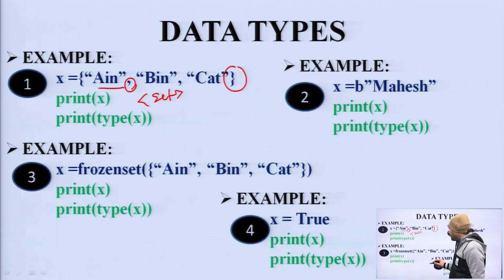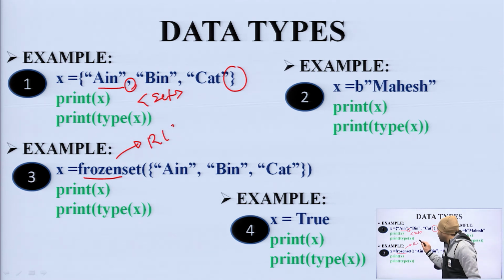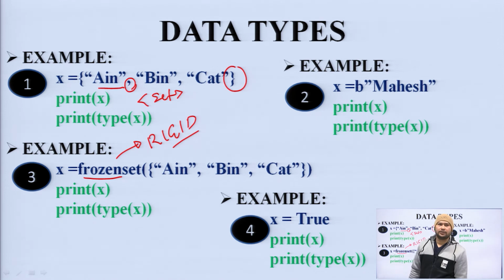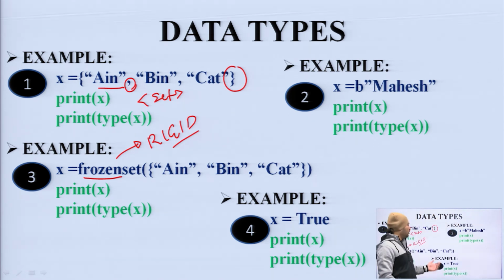In the frozen set, again the same thing is there, but whenever you are going to use frozen, frozen means rigid. You can say it is unchangeable. That means the data of this one is fixed, you cannot change this data. So, it is a frozen data.